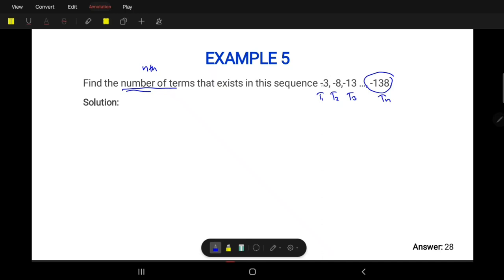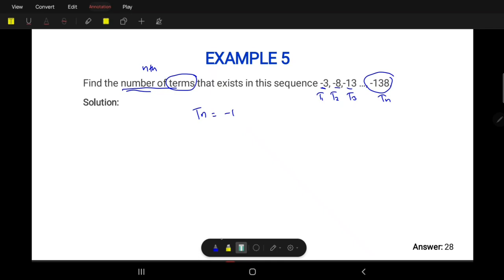Kita tahu untuk negative 3 ini, negative 3 is the first term, negative 8 is the second term, negative 13 is the third term. So what is the n term for the value negative 138? Kita tak tahu berapa, term yang keberapa, kita tak tahu. So how to find the value? Because of the number of terms, right? So we use T, not S. Kita guna Tn, it is equal to negative 138.